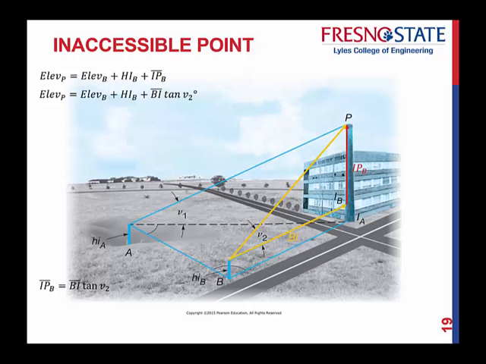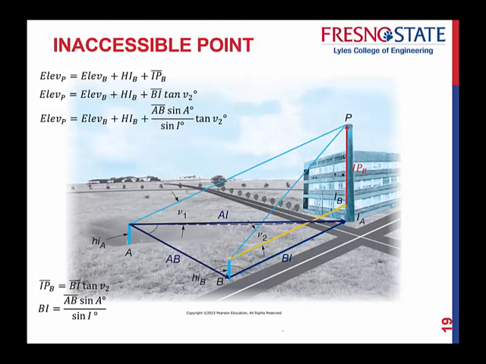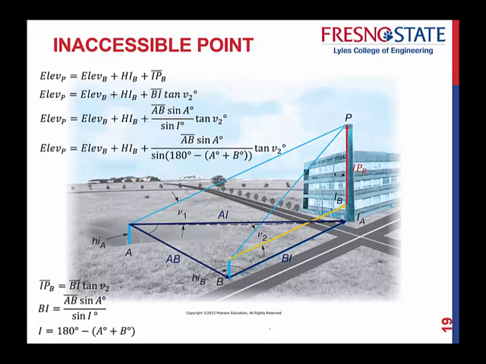Alright, so we go through and do the same thing we did before. We need to solve for IP from this side, which is the length BI times the tangent of V2. Now we need to solve for BI. Again, it's from that same equation, the same triangle we used in the horizontal plane, to solve for BI by the use of law of sines again. So plug that back in. Last thing we solve for again is I, which we know is 180 minus the sum of A plus B. And then here again is your final equation.